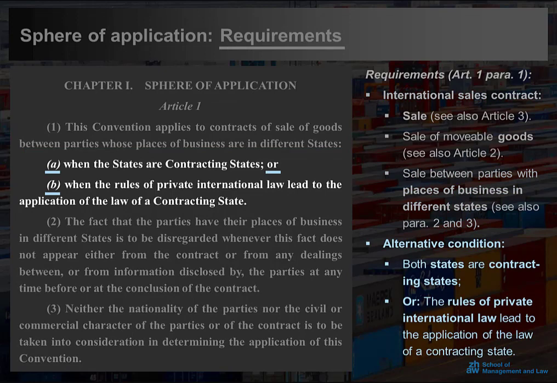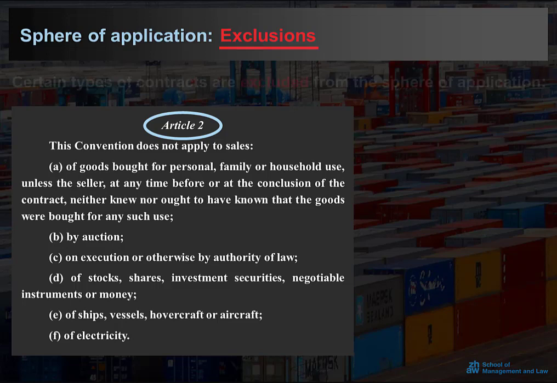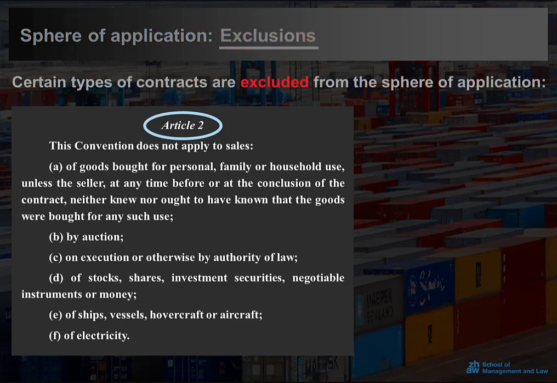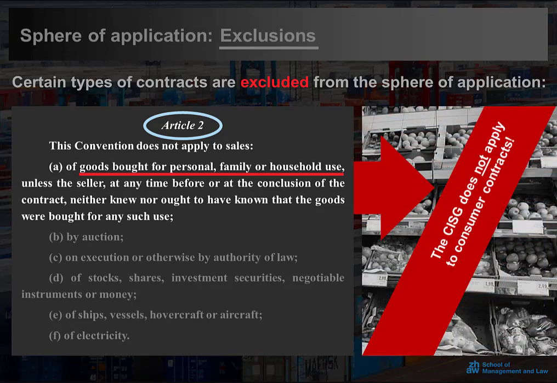The CISG applies if both states involved are parties to the convention, or if the rules of private international law lead to the application of the law of a contracting state, of a state that is a party to the CISG. According to Article 2, certain types of sales contracts are excluded from the sphere of application of the CISG. The most important of those exclusions is the exclusion of sales of goods bought for personal, family or household use according to Article 2, Paragraph A, which means that the CISG does not apply to consumer contracts.